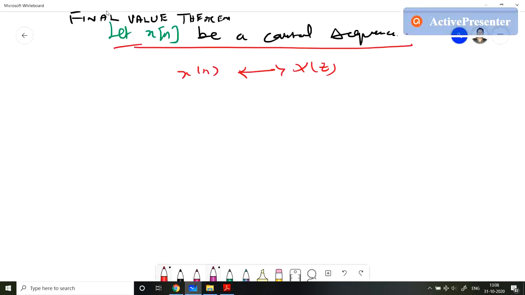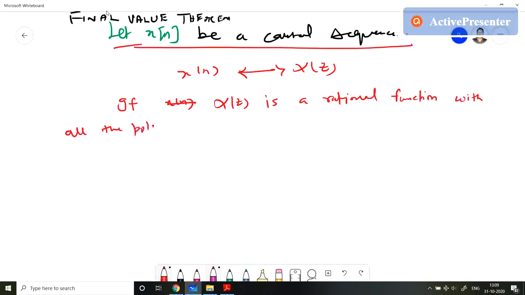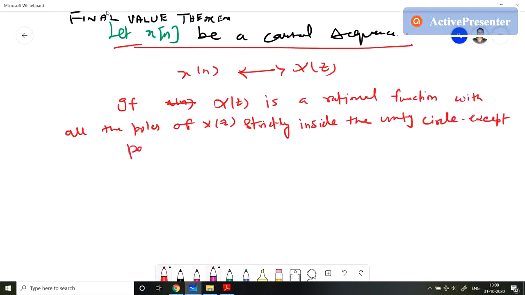Another condition is that if X(z) is a rational function with all the poles of X(z) strictly inside the unit circle, except possibly for a first order pole at z equal to 1, then what are we getting?